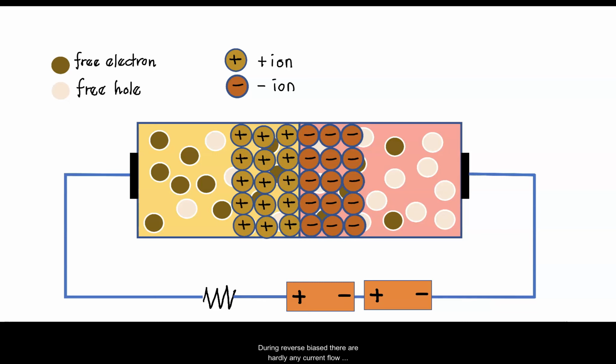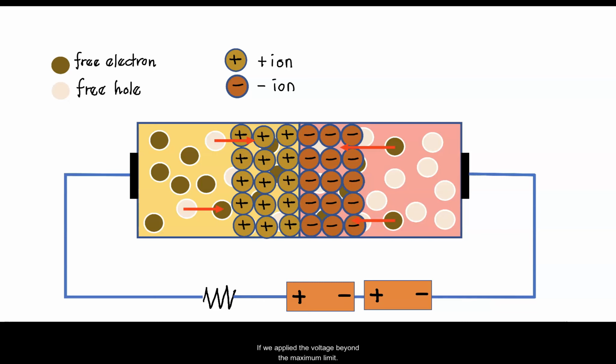During reverse bias, there is hardly any current flow from the P side to the N side, but there is a small amount of current called the reverse saturation current that is constantly flowing, and this current is due to the minority carriers. If we keep on increasing the reverse bias voltage, there is hardly any change in this reverse saturation current. However, there is a limit on the voltage that can be applied in this reverse bias condition.